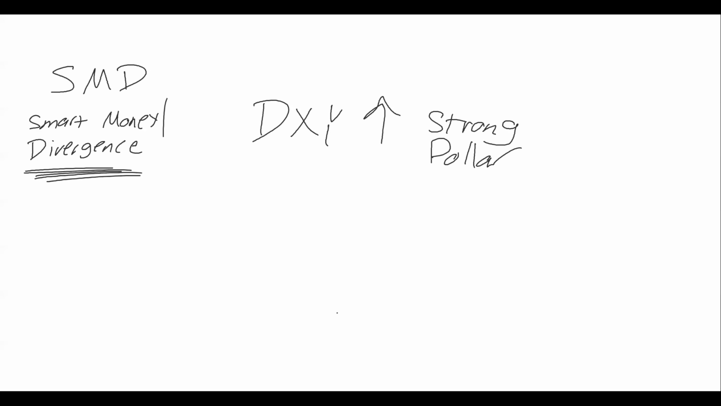So let's say, if the dollar, let me just write this down one more time. DXY goes up, that means strong dollar. Everything matched against the USD, so XXX USD will go down. Meanwhile, USD XXX will go up.